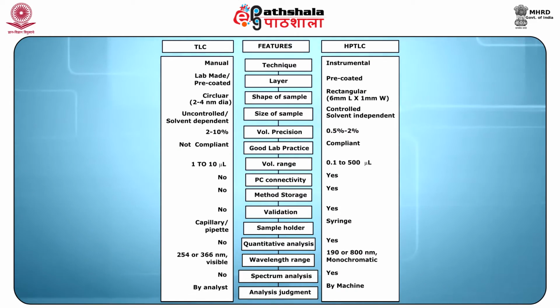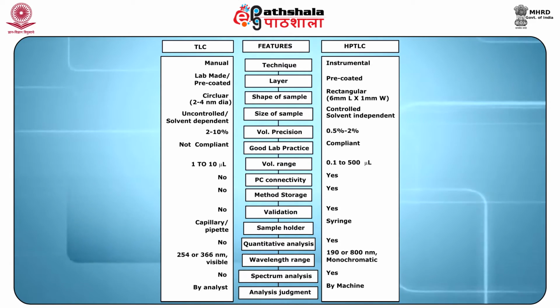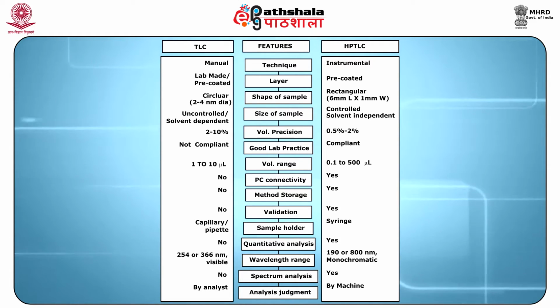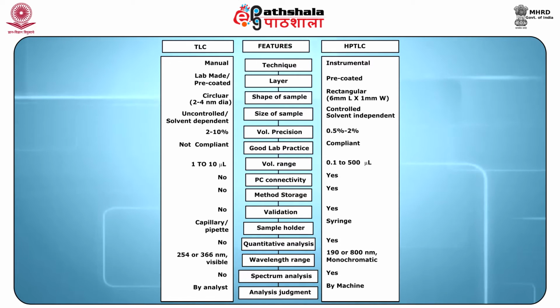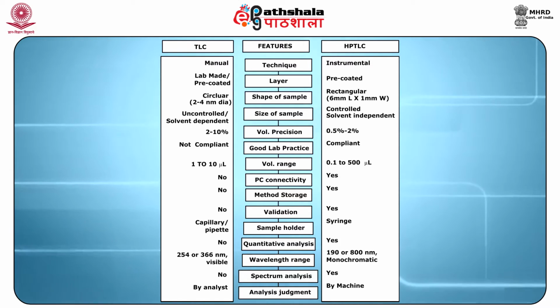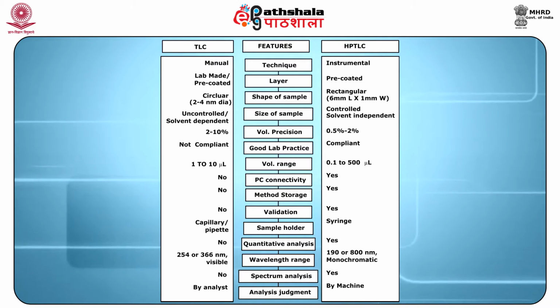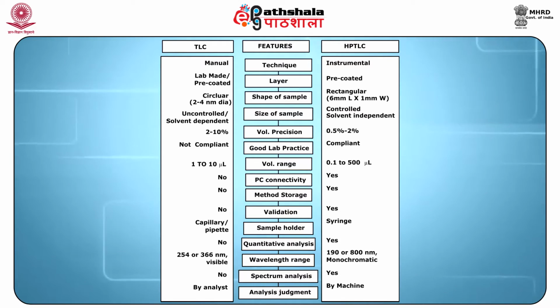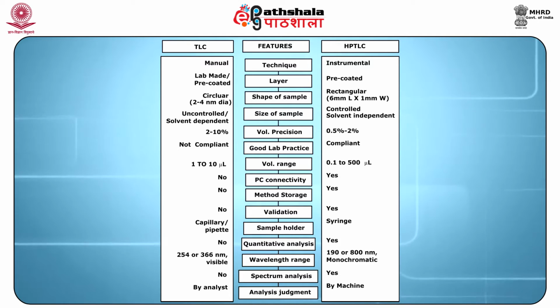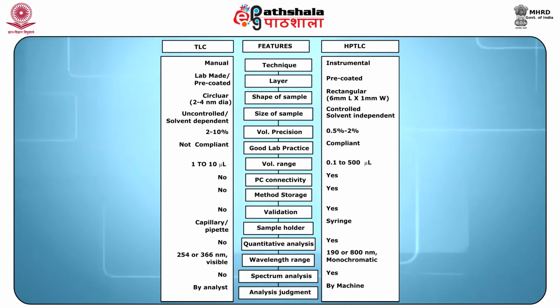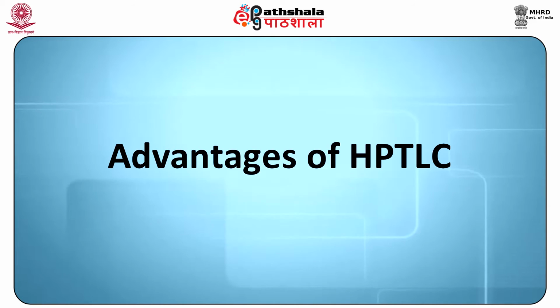The table compares HPTLC and TLC. Looking into the table of comparison, we can see the various parameters and features for which TLC and HPTLC have been compared. For example, technique: one is manual while the other is instrumental. Layer: it could be lab-made or pre-coated. Shape of the sample could be circular, here it is rectangular, and further so many other parameters which have been described here. Advantages of HPTLC.